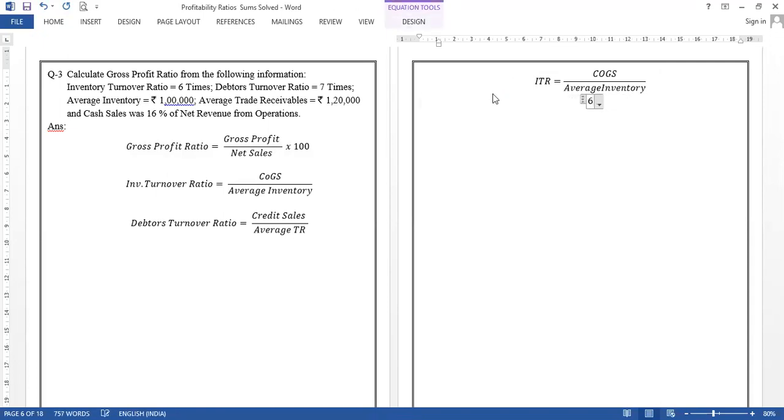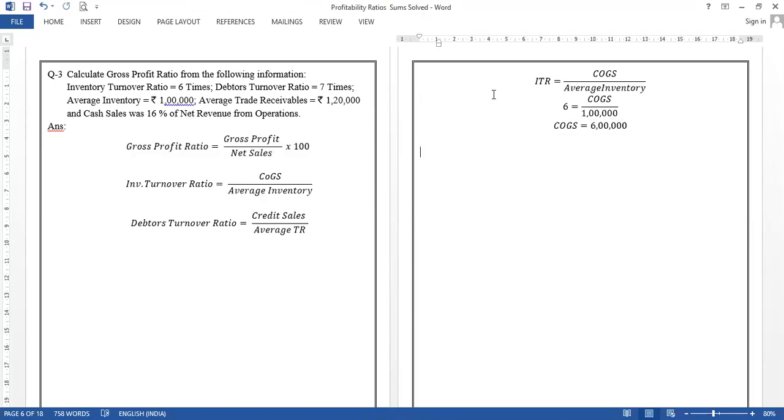Inventory turnover ratio is 6 times, so that is equal to COGS is not there, but average inventory is given to us. So let us place the value. COGS upon average inventory is rupees 1 lakh. So while applying the formula, we will be able to calculate the value of COGS. So COGS will be equal to rupees 6 lakh, right?